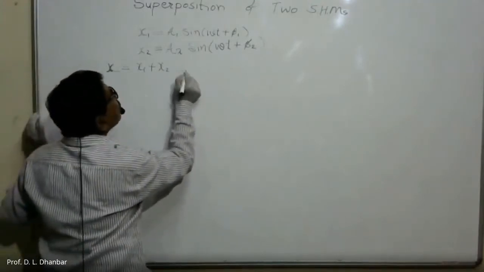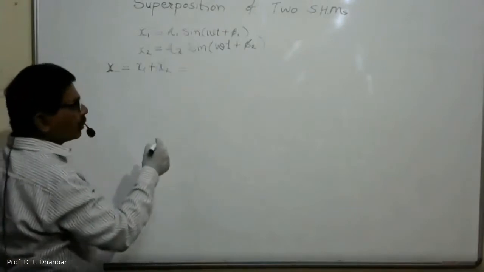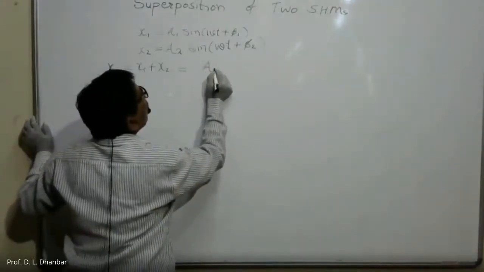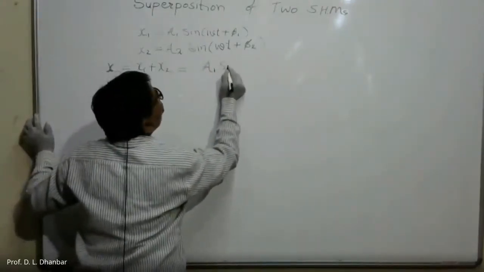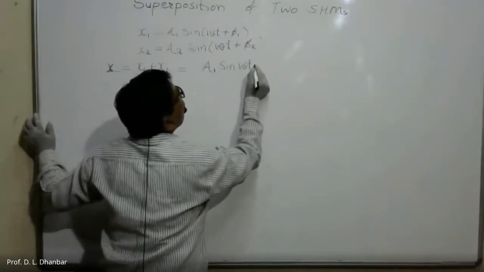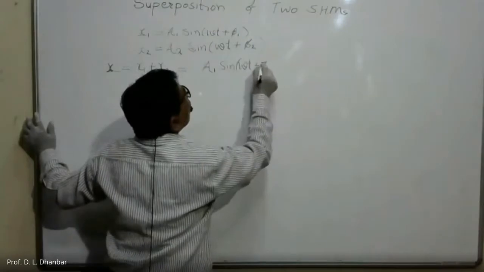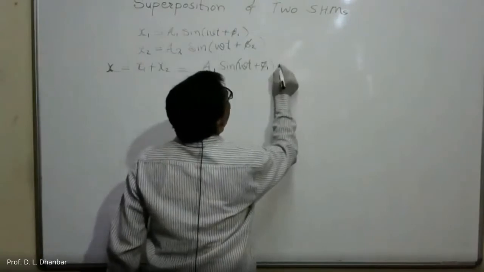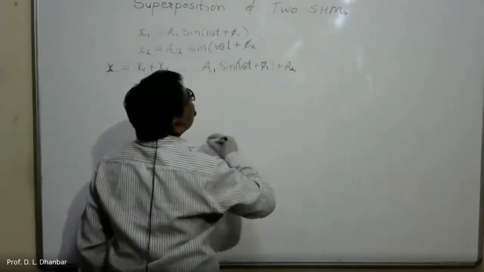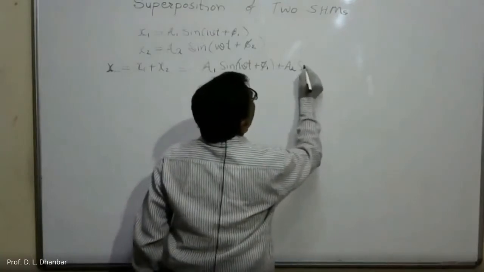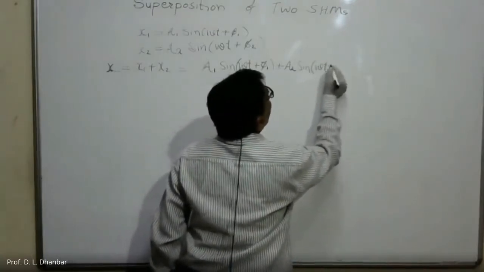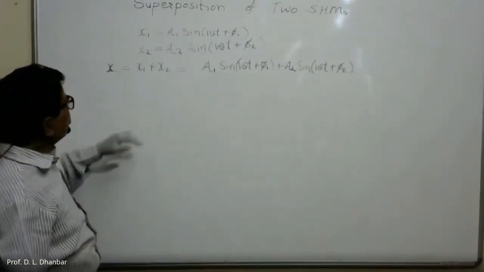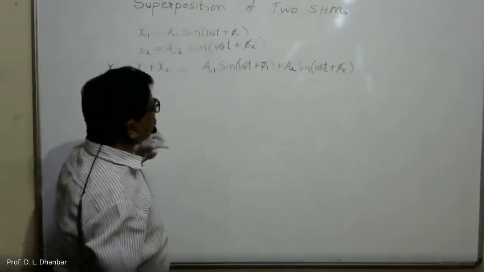This is equal to... Now we can add these two equations so that you will get a1 sine of omega t plus phi 1, plus a2 sine of omega t plus phi 2. Means x1 plus x2 is equal to the addition of these two equations.